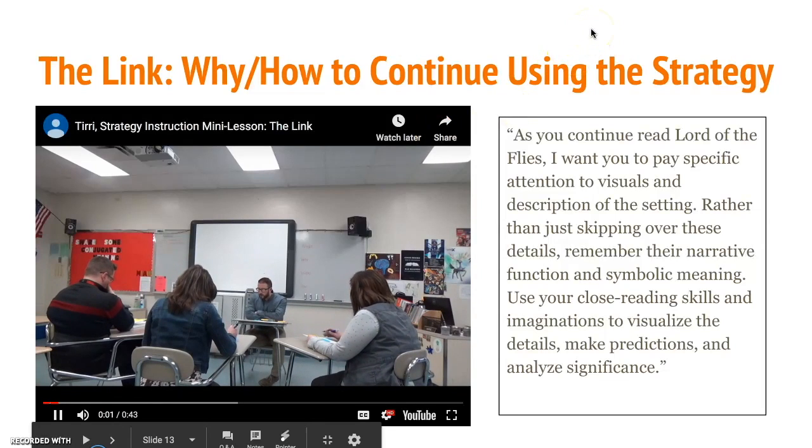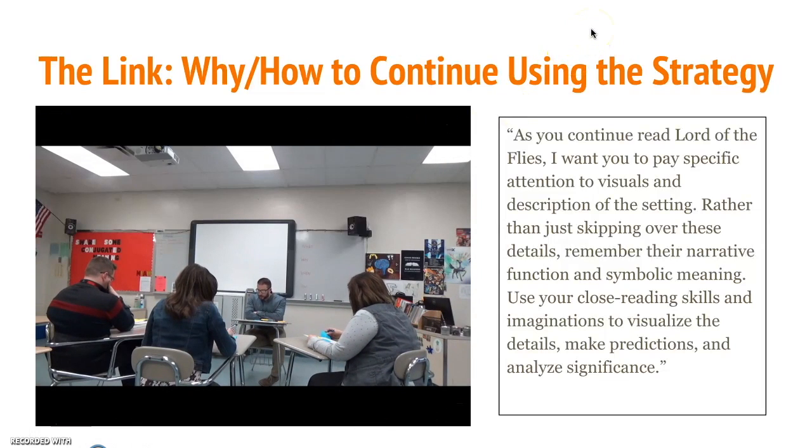All right, so before we split up into doing our independent reading for the rest of the class period, I just want to remind you that as you continue to read, make sure you're paying specific attention to the visuals and descriptions of the settings or of the characters. Rather than just skipping over these details like we might want to do, especially because we want to get to the plot, remember that their narrative function might be something worth considering, that they might even have some kind of symbolic meaning. I want you to use your close reading skills that you've demonstrated thus far, as well as your imaginations, to visualize these details, make predictions about what's going to happen next, and analyze their significance. Does that sound like something we can do?